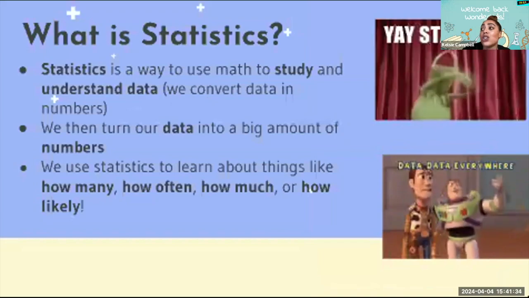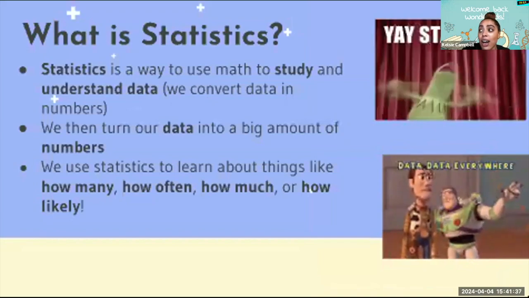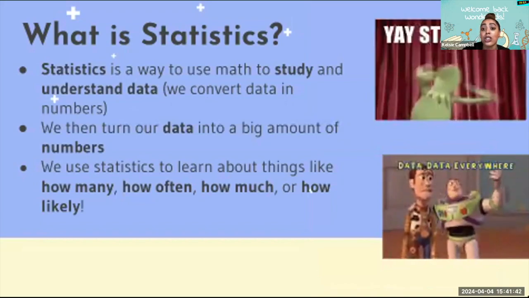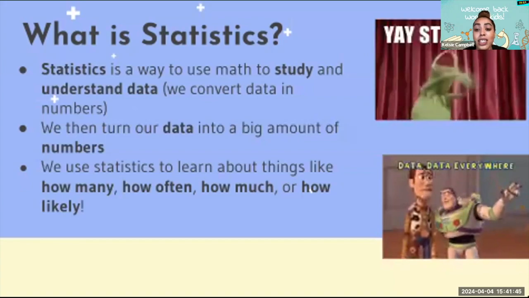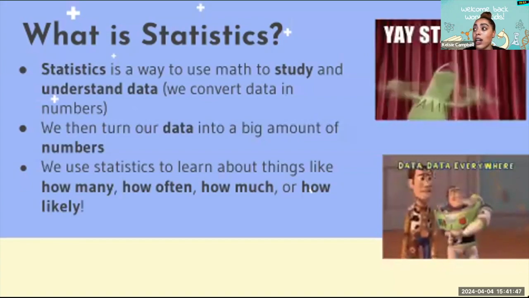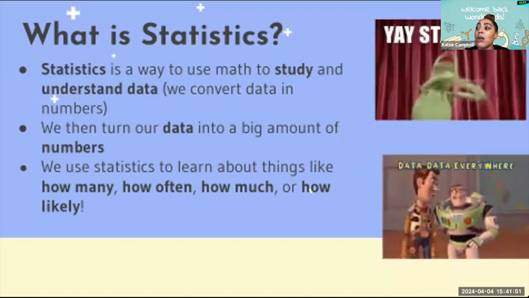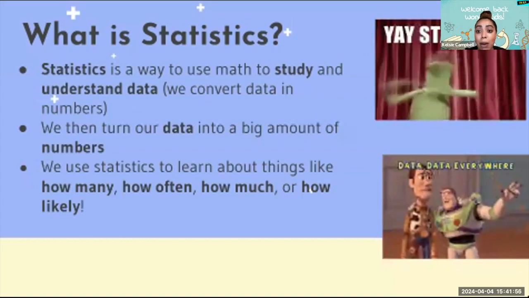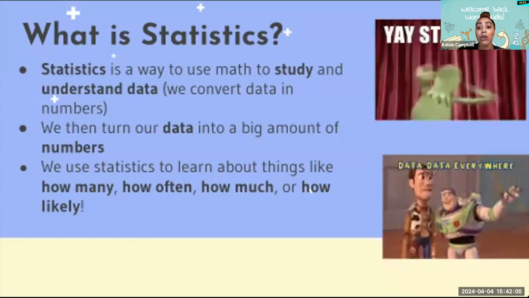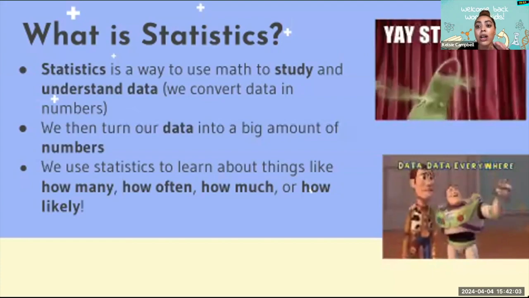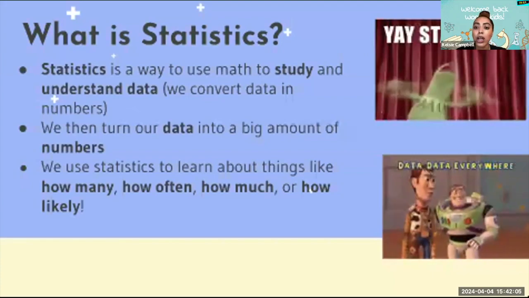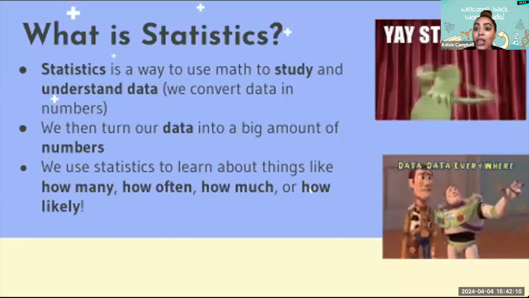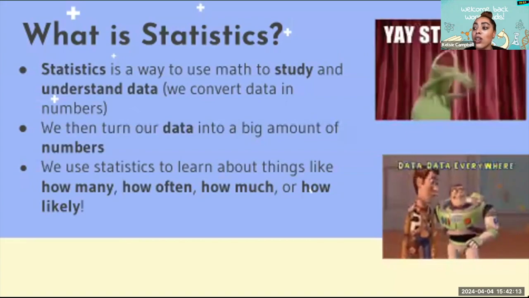What statisticians do is they convert data into numbers. We can turn our data into lots of different types of numbers that tell us different things about our data. We can use statistics to learn about how many of things we have, how often things might happen, how much of something we have, and also how likely something is to happen. So how likely is it that when I go for a walk today, I might trip over, right? A statistician might calculate that using data and converting it into numbers.